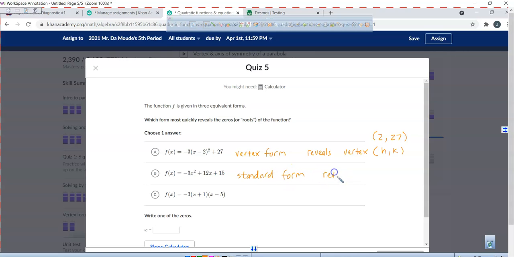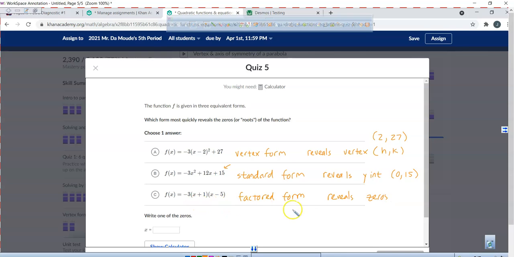Standard form reveals the y-intercept, and that's the c value right there. So the y-intercept would be at 0 and 15. Now factored form reveals the zeros. So that's the answer.